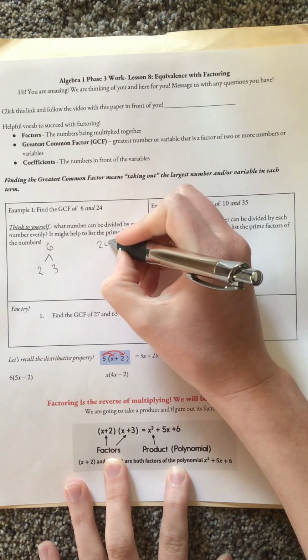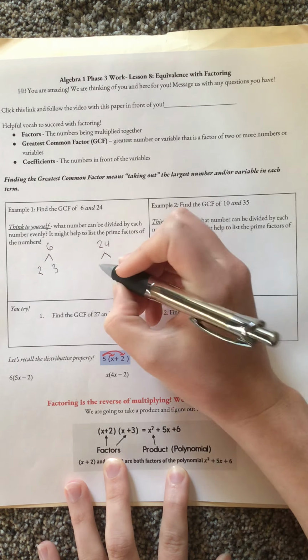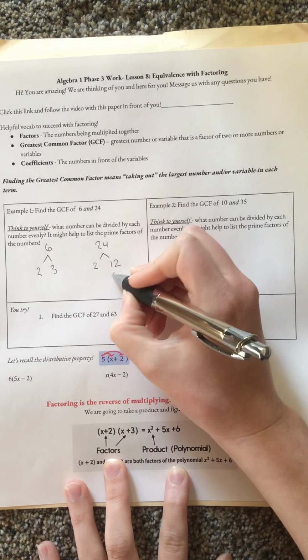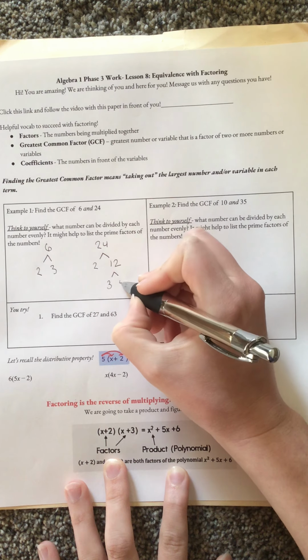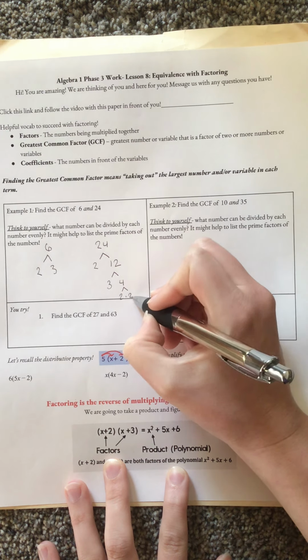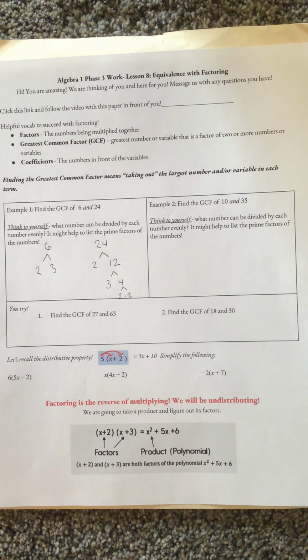Then we look at 24. We can split 24 up into 2 and 12. Then we can split up 12 into 3 and 4. And 4 we know is 2 times 2. So we just created a factor tree of 6 and 24.